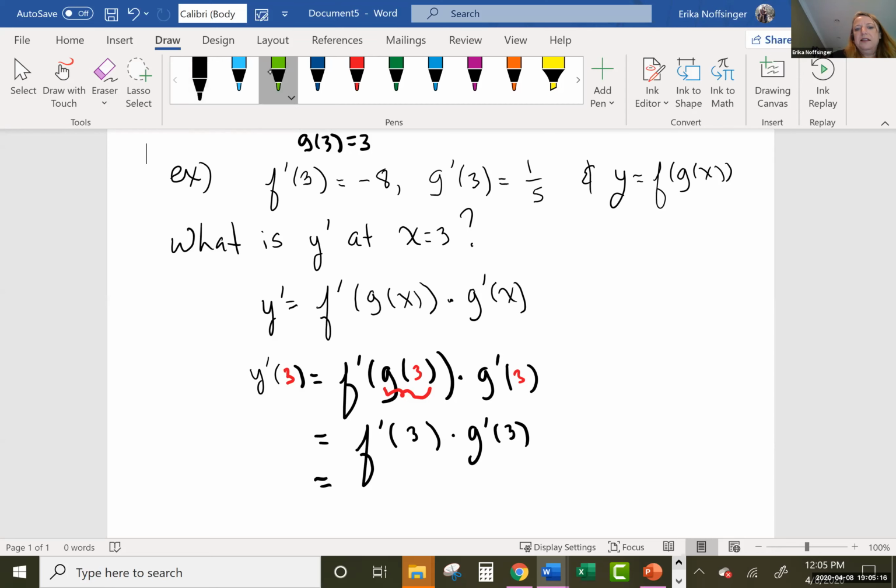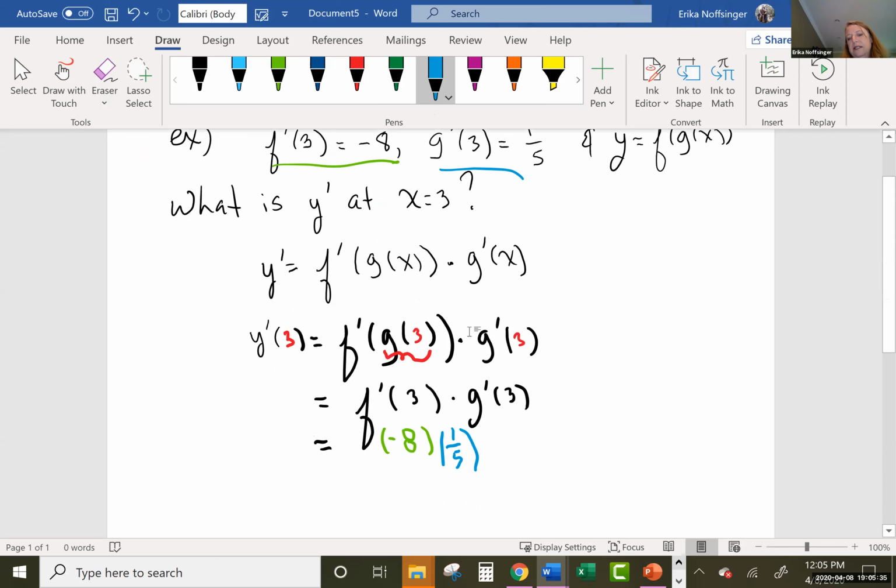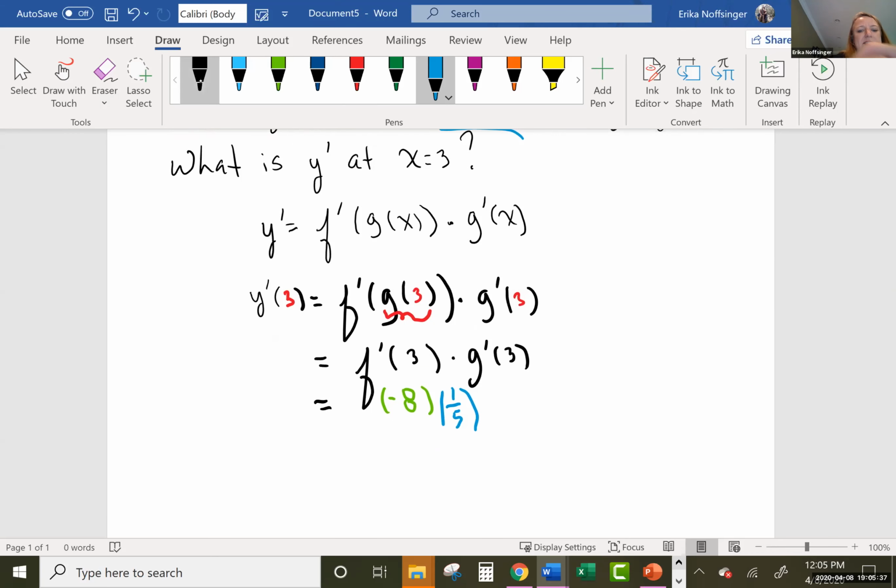So it already gave us what the derivative is of f of x at 3, which is -8. And it gave us that the derivative of g of x at 3 is 1/5. And so we can simplify by just multiplying straight across. Nothing simplifies in the numerator and denominator, so we get back -8/5.